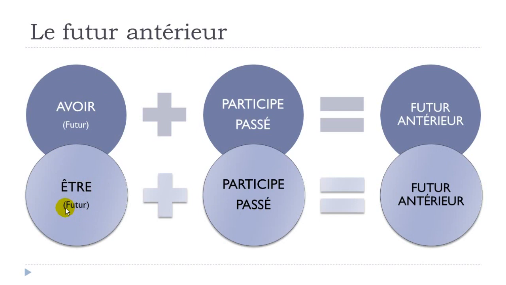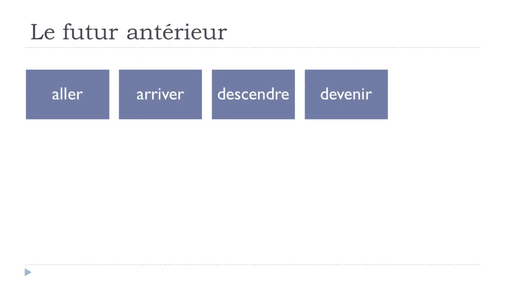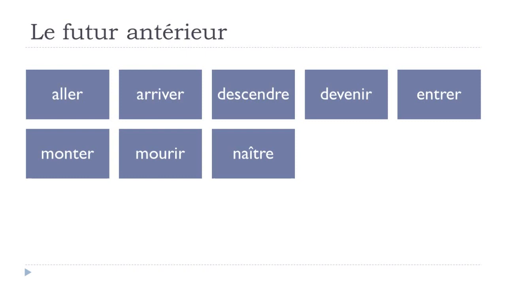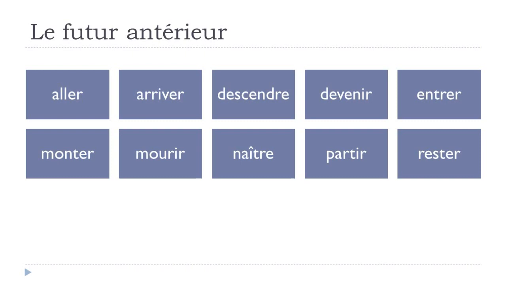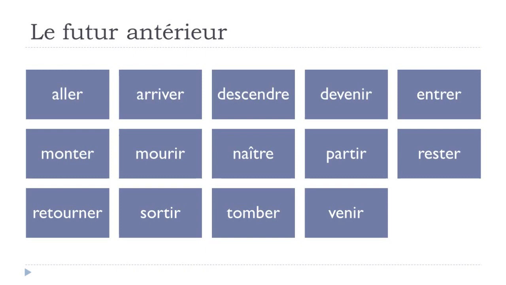Okay, so remember that for être, we've got aller, aller is to go, arriver, to arrive, descendre, to go down, devenir, to become, entrer, to enter, to come in, monter, to go up, mourir, to die, naître, to be born, partir, to leave, rester, to stay, retourner, to return, sortir, to go out, tomber, to fall, and then venir, to come. Okay, so keep in mind that all these verbs will require être.